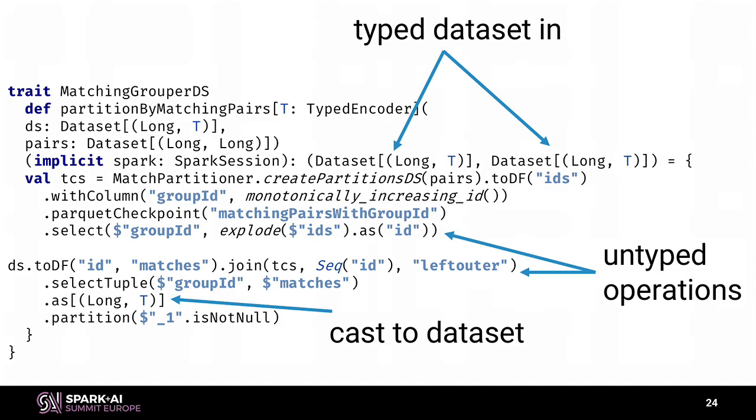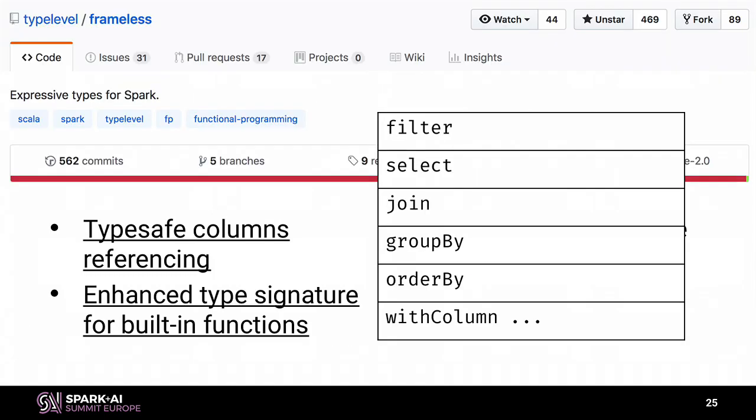Of course, the real solution is to use something that has a typed API for the data frame operations, and Frameless has support for it. These are the main features of Frameless, actually. So you will have typed support for all of the major operations on data frames.